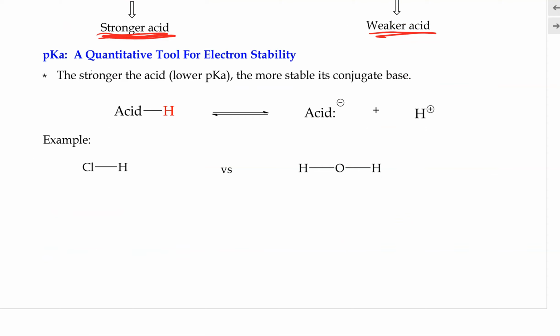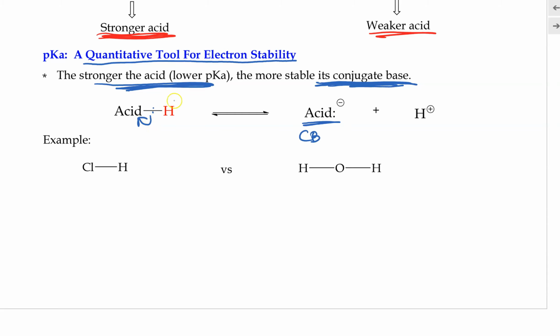The pKa value can be used as a quantitative tool in determining electron stability. The stronger the acid, the lower the pKa value, and the lower the pKa value, the more stable its conjugate base would be. What this is saying is the following: as an acid gives up a proton, it becomes a conjugate base. So this is the conjugate base.